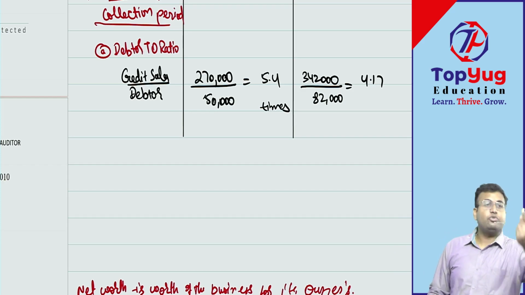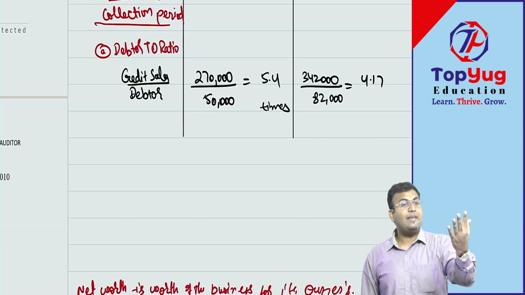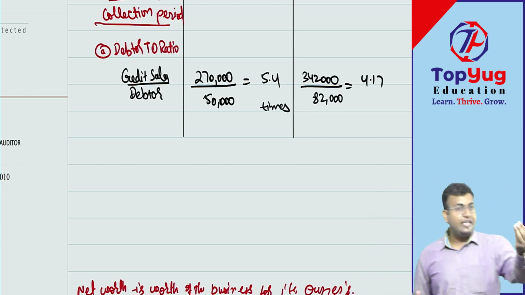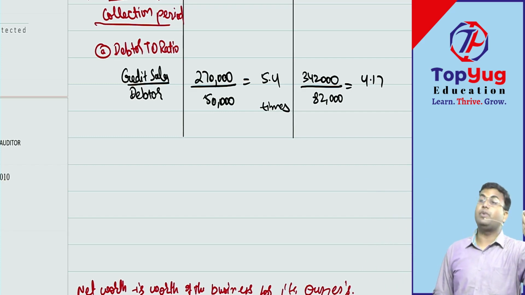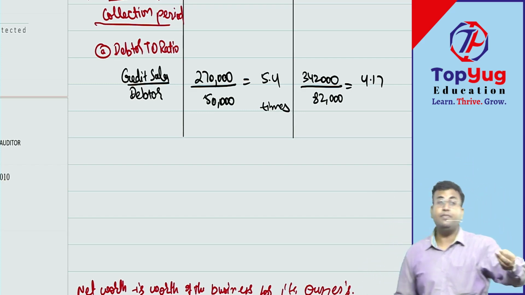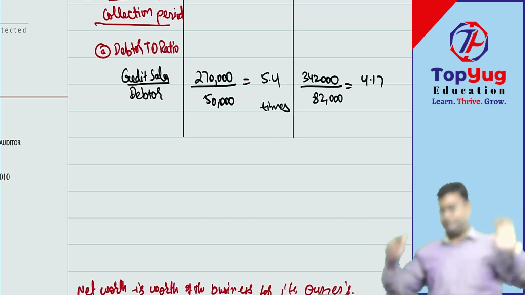If suppose the cycle is only one, debtor turnover ratio is only one, so that means 12 times you are able to rotate your debtors. For a 10,000 rupees debtors, you will be able to do a sales of 1,20,000. For a 50,000 rupees debtor, he should have actually done a sales of 6 lakhs, but he only did a sales of 2,36,000.